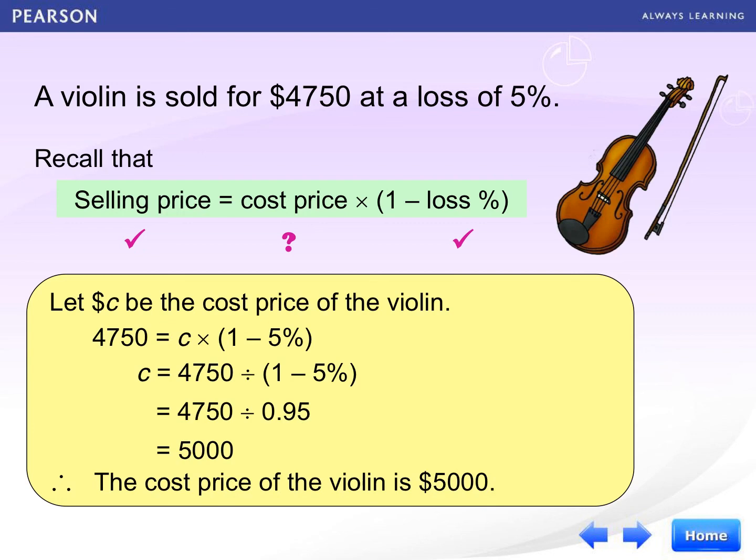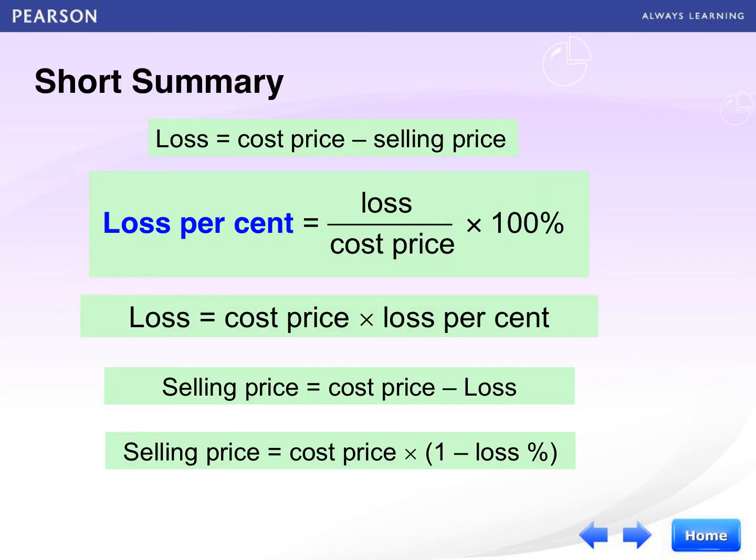So to round up this video, a very short summary here. We can use the following formulas to deal with the problems on loss. First, loss is the cost price minus the selling price. And also, loss percent is loss over the cost price times 100%.